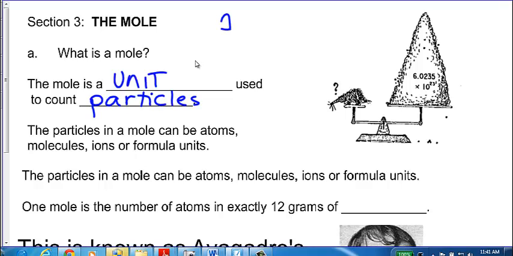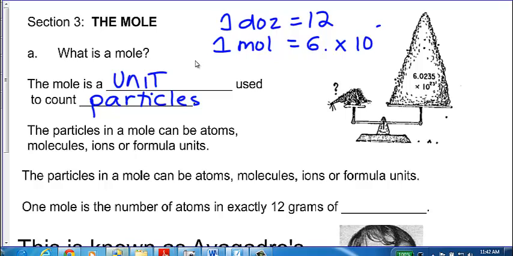Just like 1 dozen is 12, 1 mole is way bigger. 6 times 10 to the 23rd, right? It's that much. It's a lot. So if I had a mole of students, I'd be grading papers for eternity, right? 6 times 10 to the 23rd students is how many students I had. If you had a mole of money, you'd have 6 times 10 to the 23rd dollars. That would be lovely, right?